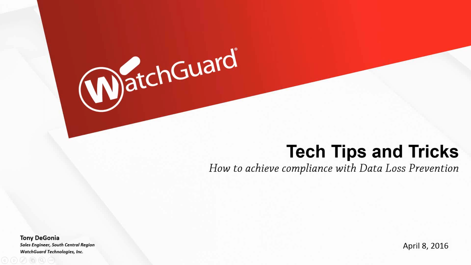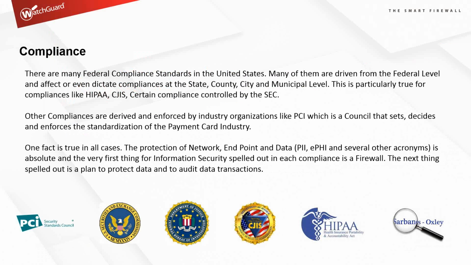So compliance generally is defined by federal compliance standards in the United States. Most compliances are driven from the federal level. They affect or even dictate compliances at the state, county, city, and municipal level, particularly for HIPAA and CJIS, which is Criminal Justice Information System, and certain compliances controlled by the SEC. Other compliances are derived and enforced by industry organizations like PCI, which is the council that sets, decides, and enforces standardization on the payment card industry.